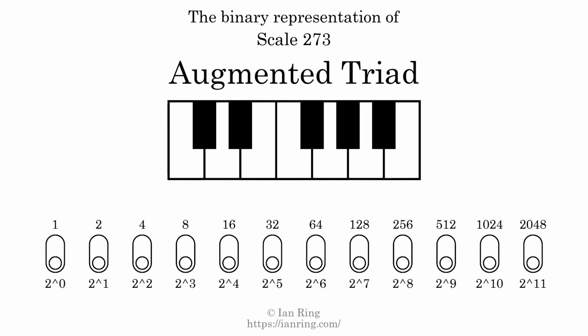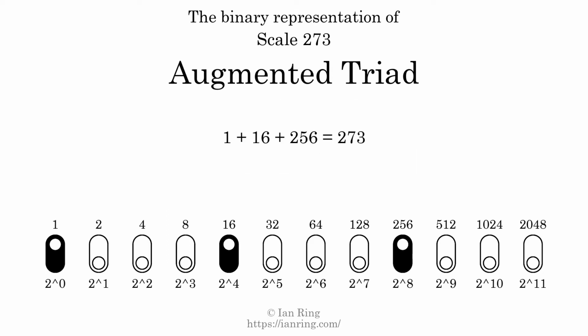The binary representation of this scale is determined by mapping tones of the scale to binary digits. Each binary digit represents a power of 2. To get the scale number, we add the powers of 2 together. The powers of 2 that are present in the scale, all added together, equals 273. That is why the scale number, in decimal, is 273.